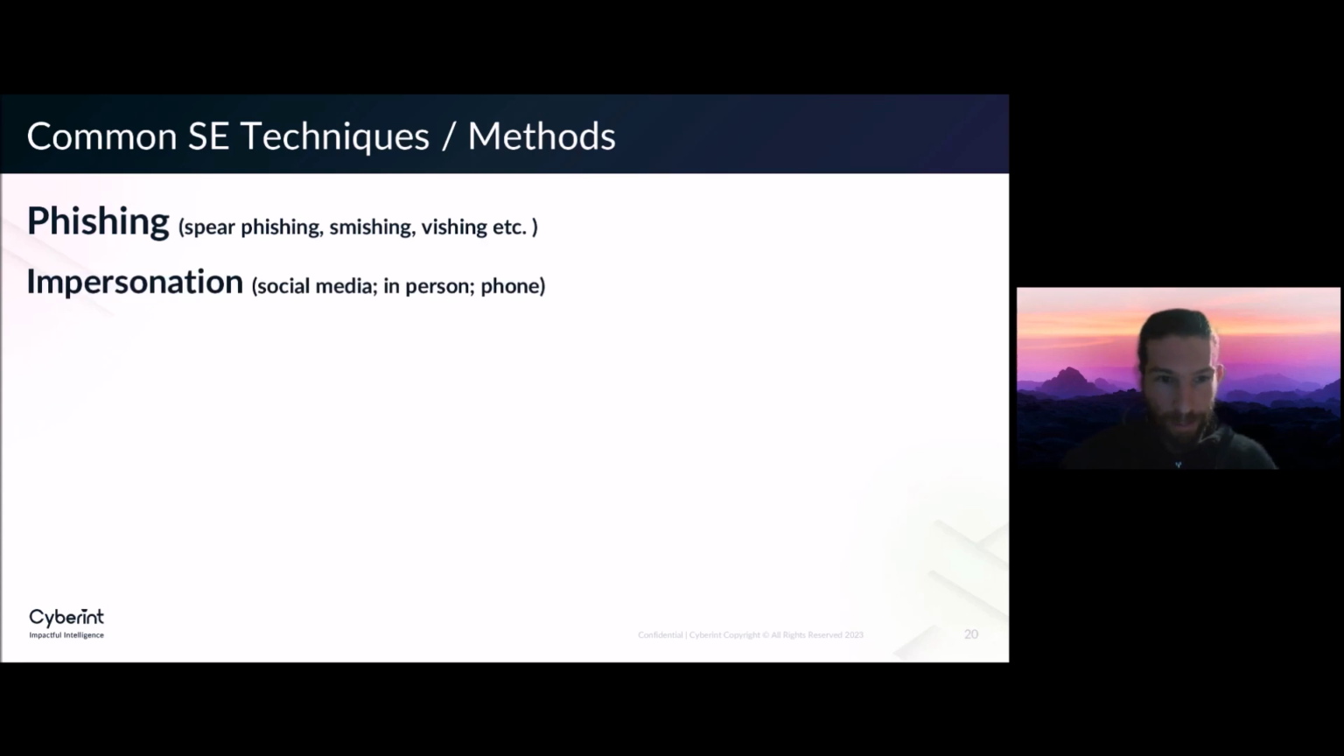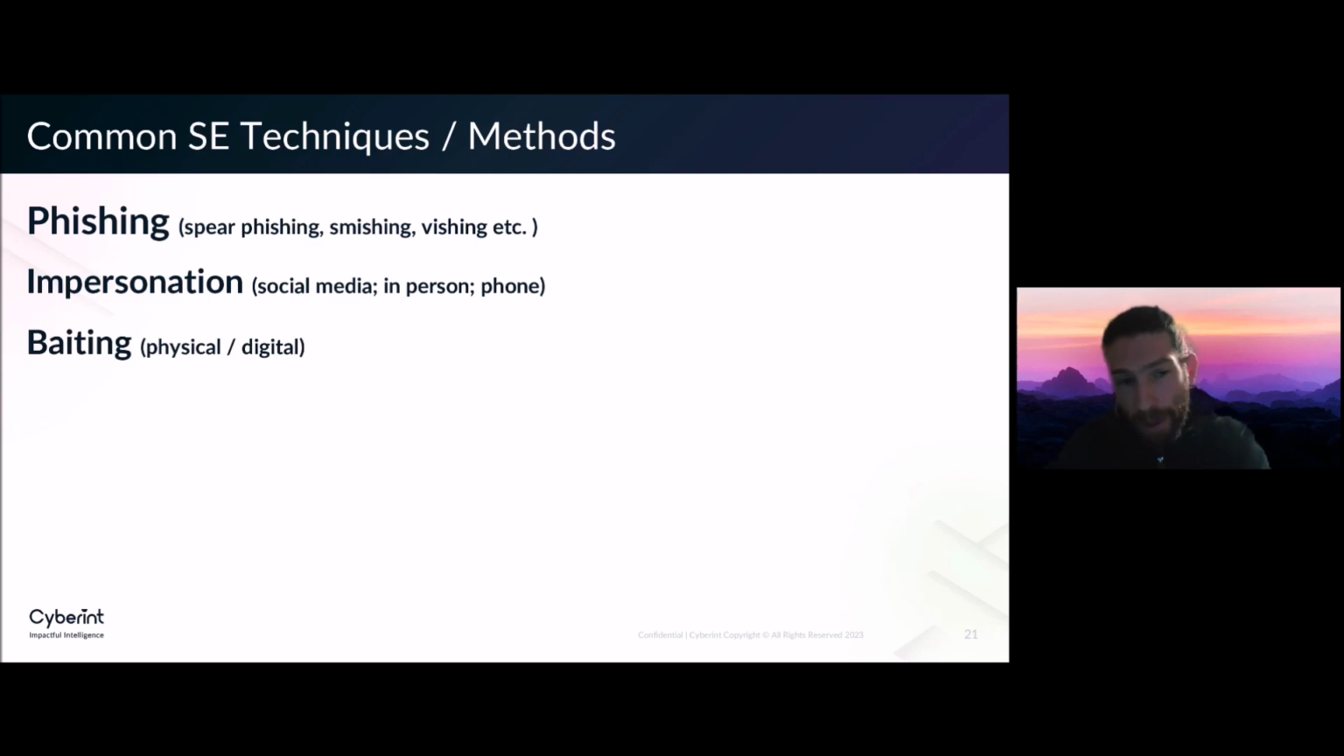The next one is impersonation. Again, very broad term, but the tool here is that threat actors are creating fake accounts on social media, right? On Facebook, LinkedIn, Twitter, all different kinds of social media, but also they can create fake accounts on emails, or they can just impersonate someone in person or on the phone, right? So we have different kinds of impersonations that can be used in social engineering.